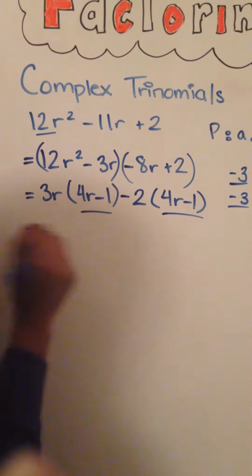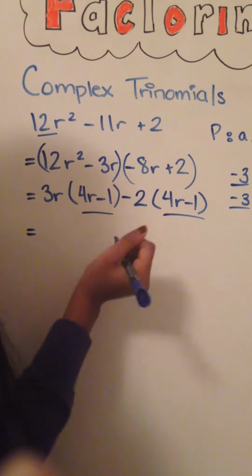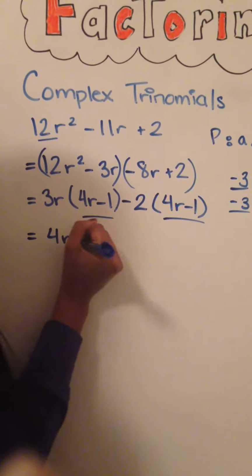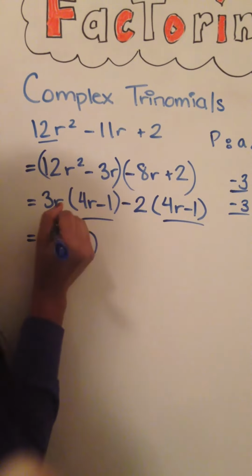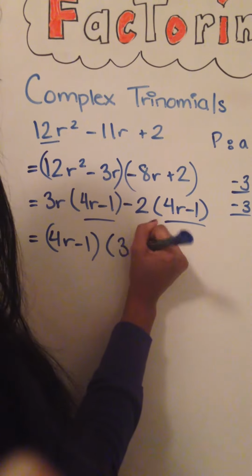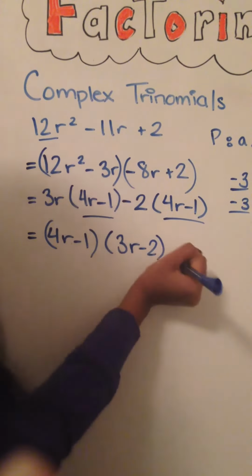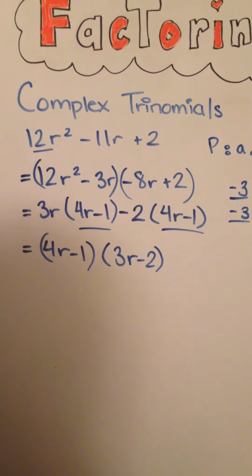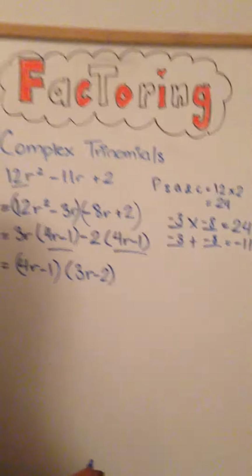So now that you know that these two values are the same, you know that you can common factor it out. So use this as one term, and your remainder would be 3r minus 2. Therefore, this is how you can factor a complex trinomial.